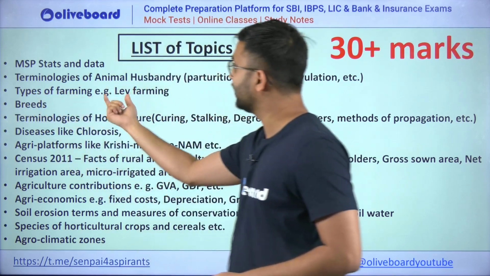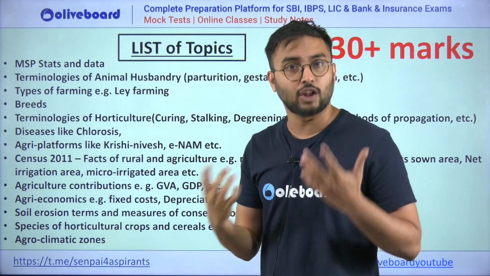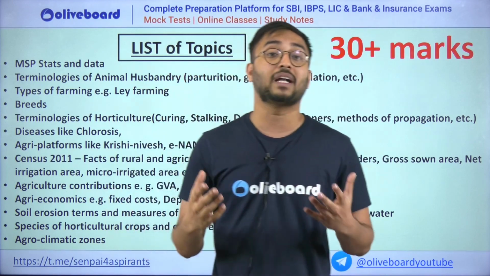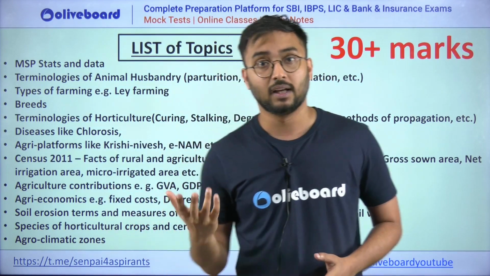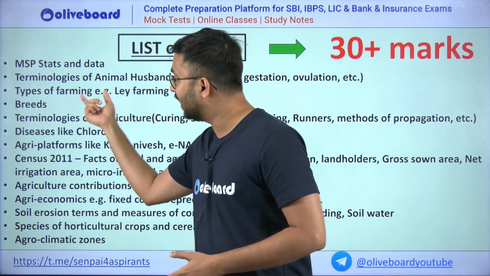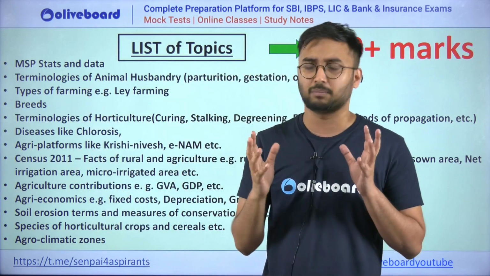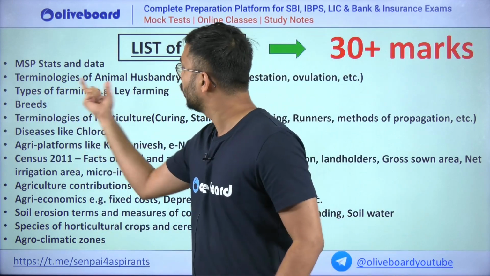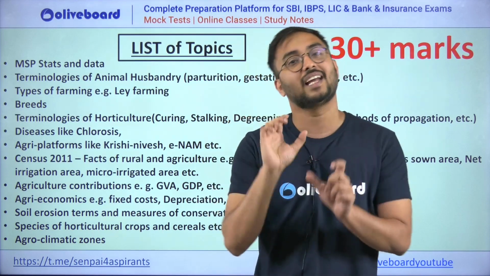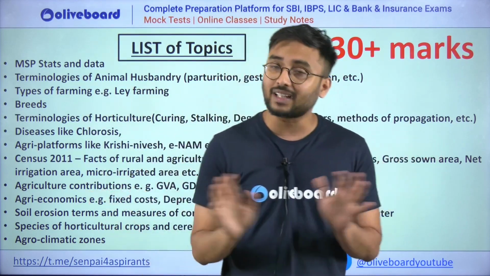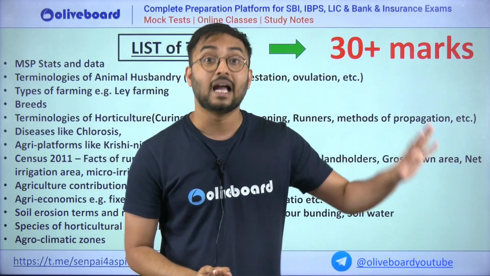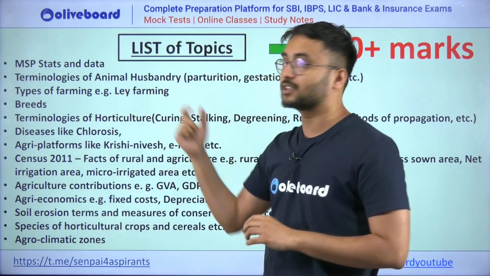Types of farming, for example ley farming, alley cropping, intercropping. Then apart from that, other farming systems such as mixed farming, right? You have to cover these farming systems because it becomes an important chapter, and only such topics and terminologies they are asking in the Nabard exam. They are not asking anything else. Concepts they will ask, and examples related to the concept also they will ask.